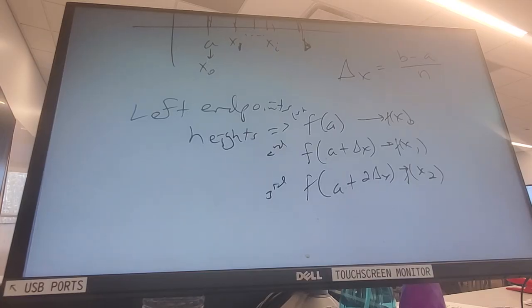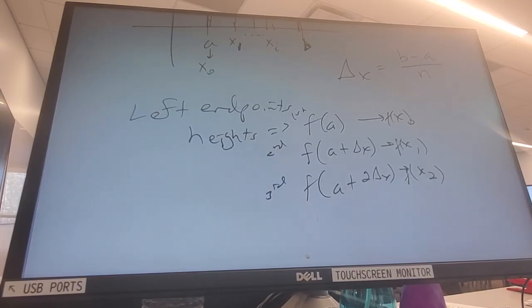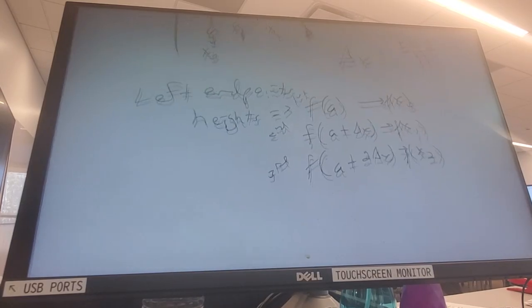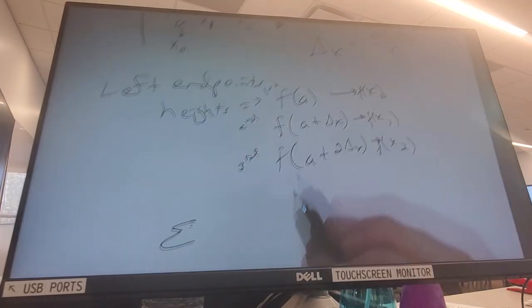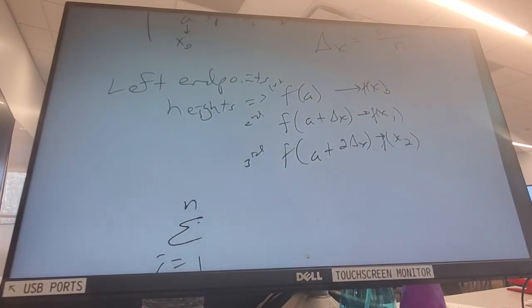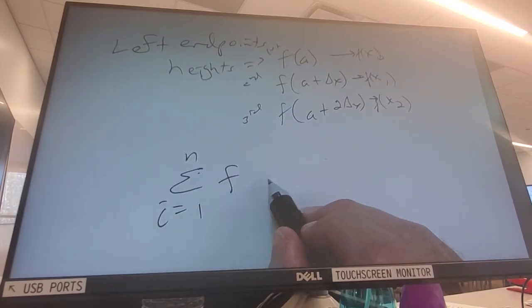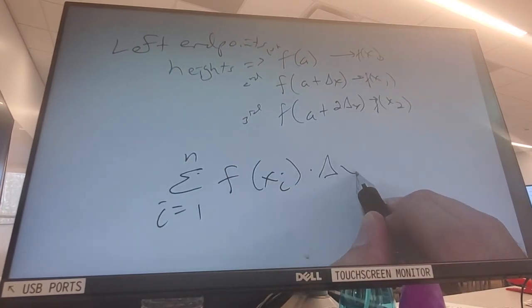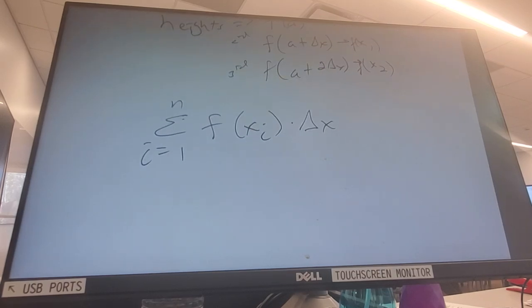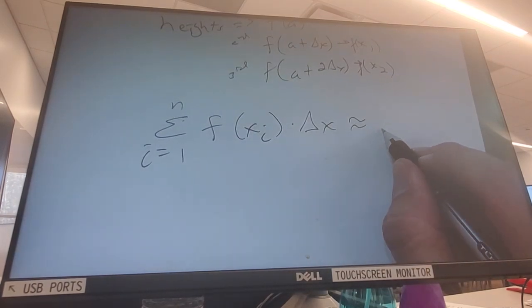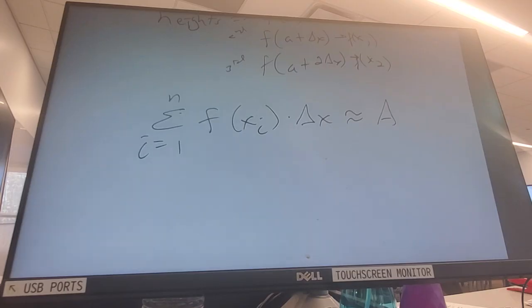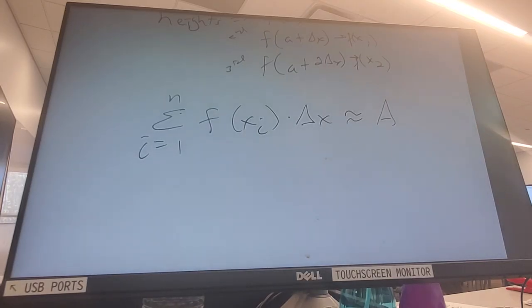Okay. So if I want to write this in summation notation, this would look like, I'm using n rectangles, so I'll go from the first to the nth rectangle. f of xi times delta x. This approximates the area. And do you even know where we're going to go in the next section? Because how do I crank this up and get a perfect answer? Take the limit as n goes to infinity.